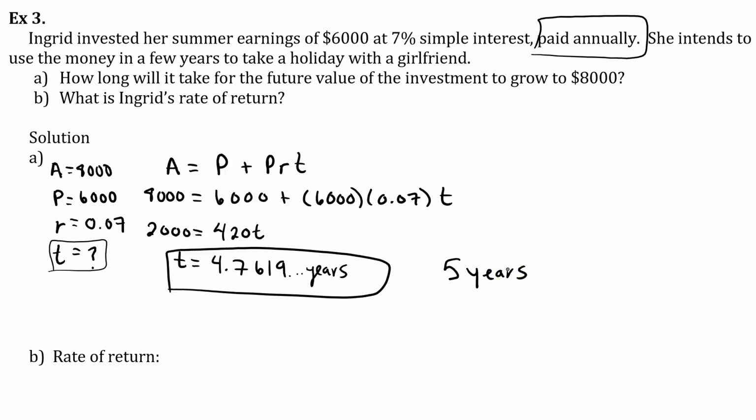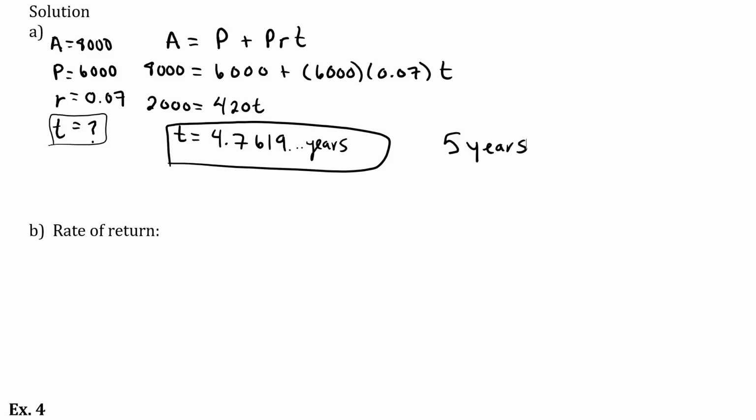Let's calculate that rate of return. So just as a reminder here, the rate of return equals the interest over the principal. Now we have to do a little bit of fancy footwork here because the interest is not just going to be the difference between $8,000 and $6,000. The interest here is the actual interest that's paid after 5 years.